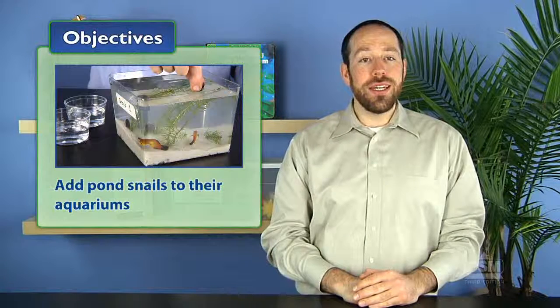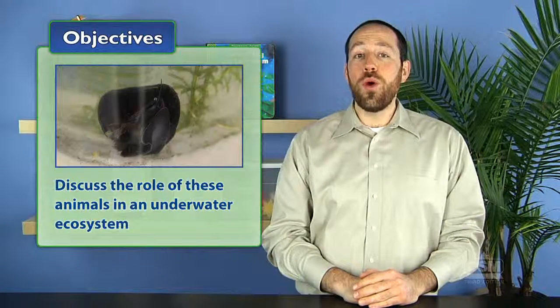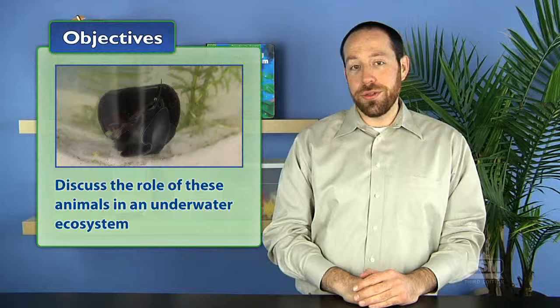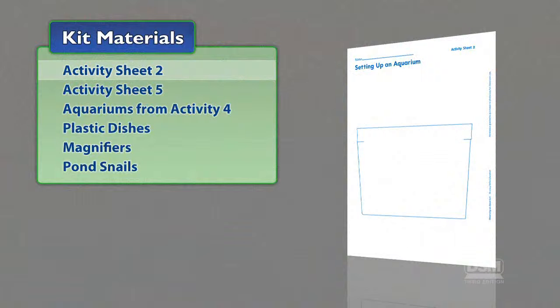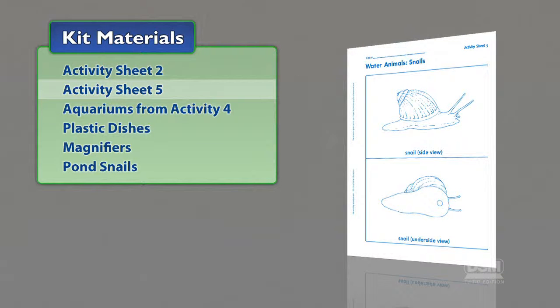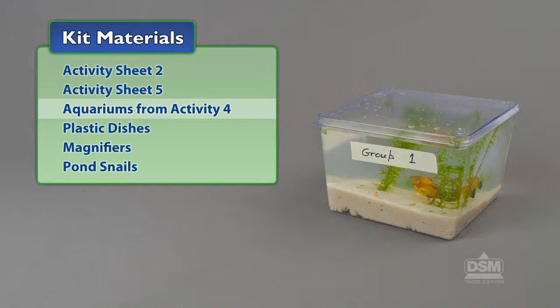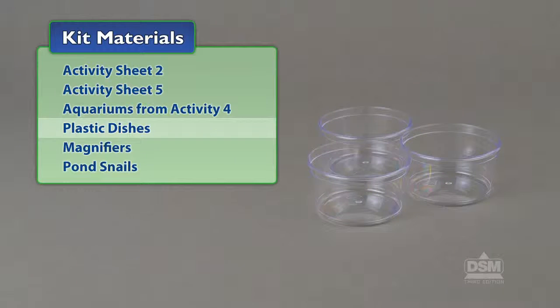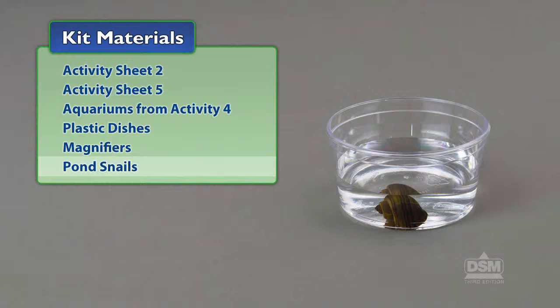In Activity 5, Water Animals, Snails, students add pond snails to their aquariums and discuss the role of these animals in an underwater ecosystem. You will need the following materials from the kit: Activity Sheet 2, Activity Sheet 5, aquariums from Activity 4, plastic dishes, magnifiers, and pond snails.